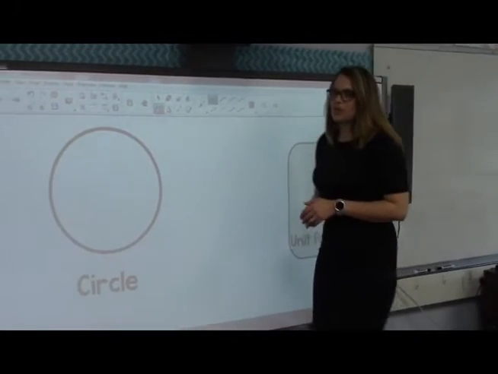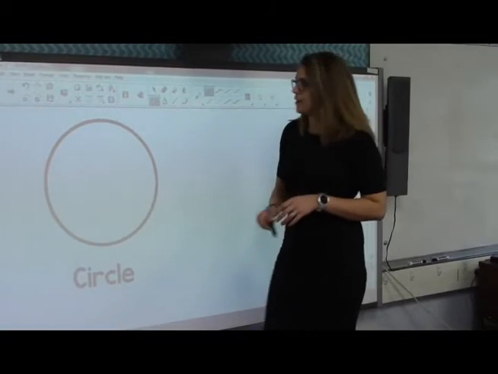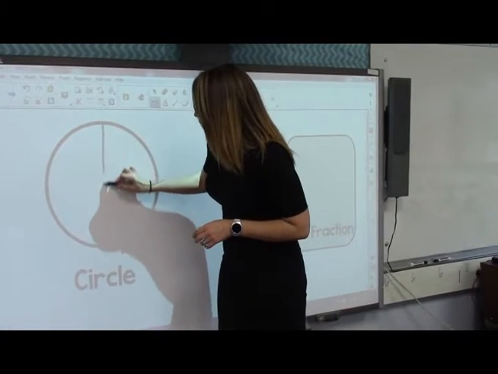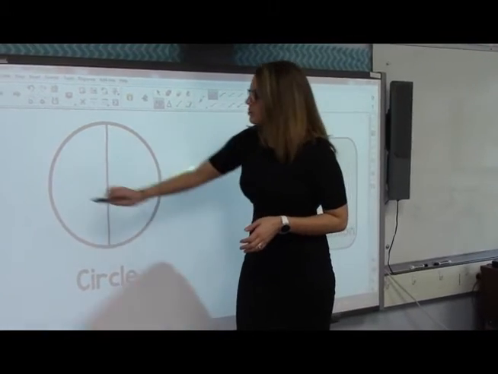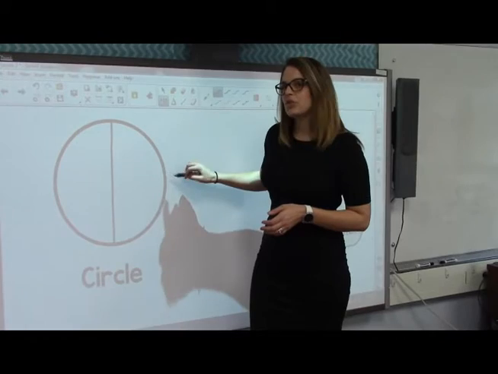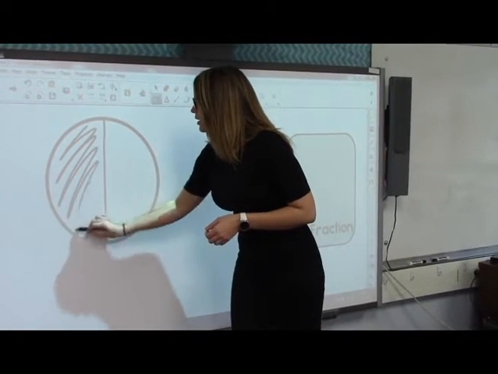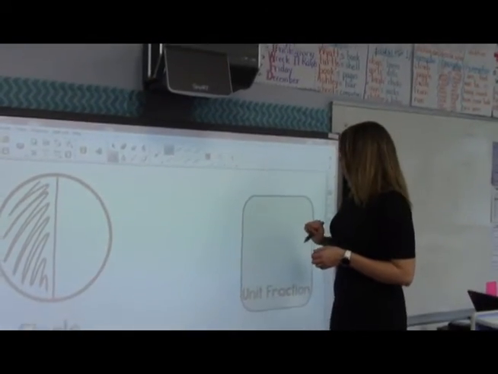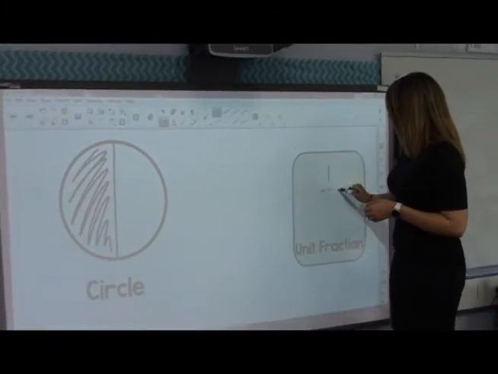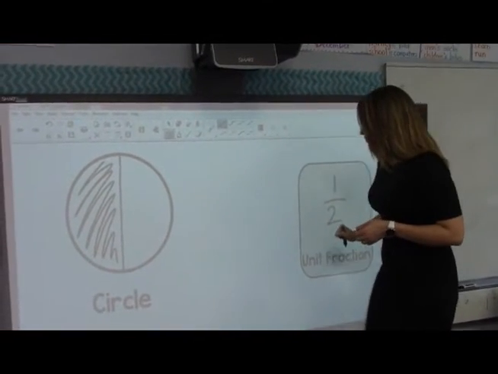The next one is a circle. Circles aren't my favorite thing to partition, but we're going to try it. The easiest way to partition a circle is by splitting it right in half, or we could split it into quarters by cutting it this way. Let's try it with 1/2 first. I'm going to shade 1/2. So think about what the unit fraction would be. The unit fraction is 1 over 2 because there are 2 parts.